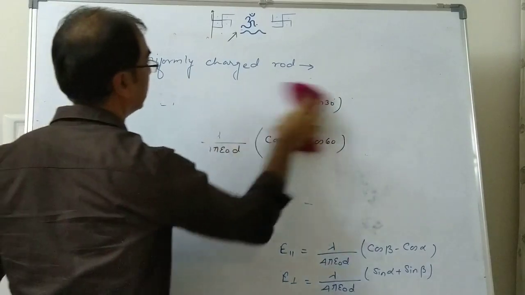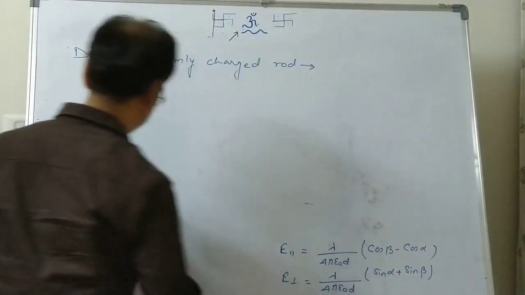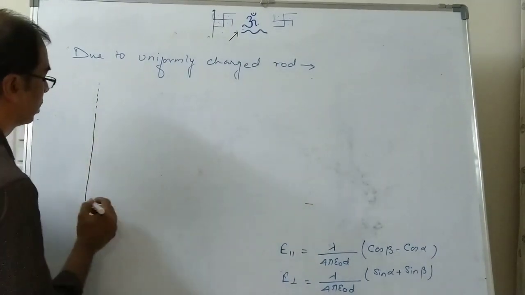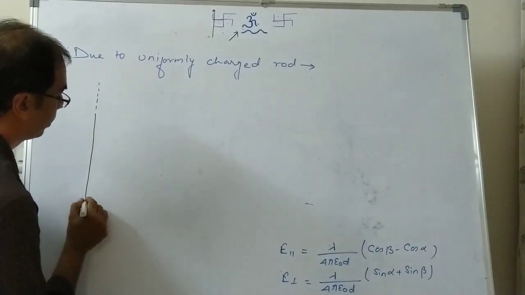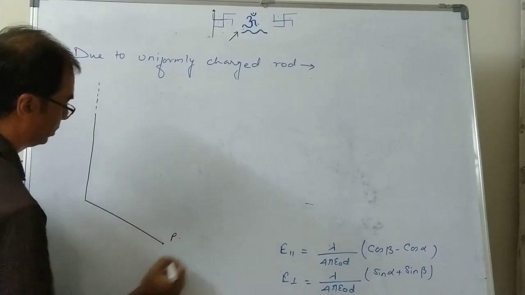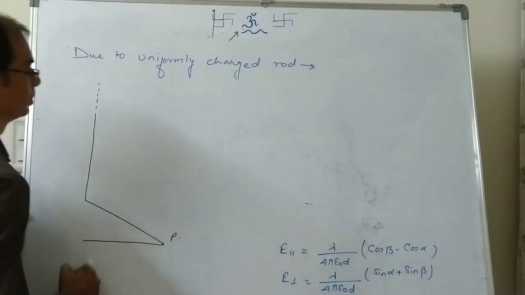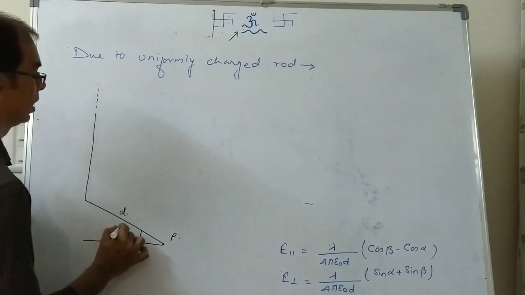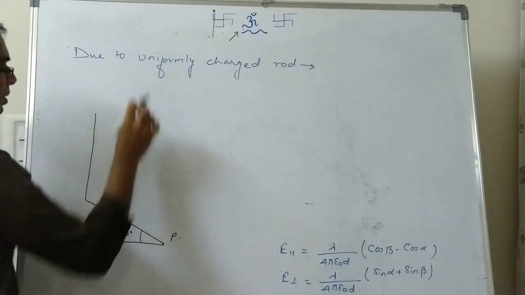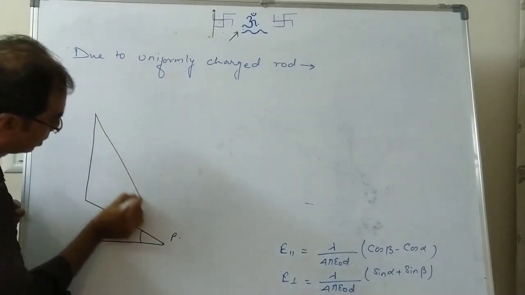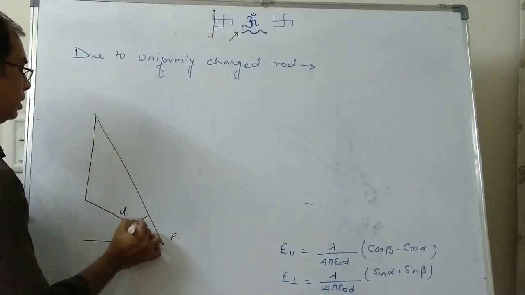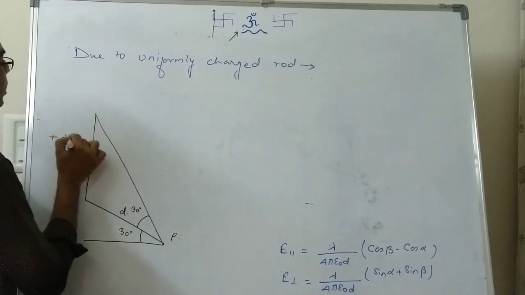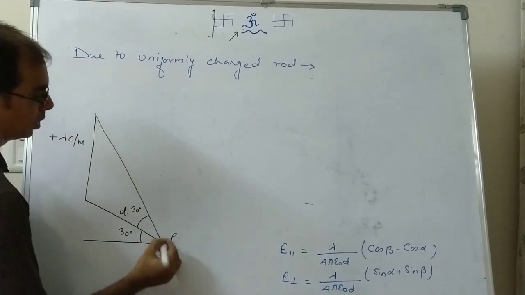Then what we can do? Okay, let's see. Again, infinite length wire. Okay. And this is the point P. This is distance D. This angle is, let's say, 30 degrees. And don't take this as infinite, let it be like this. And this angle, also you take 30. Okay, it's given like this. This is lambda coulomb per meter as usual. This is D. And at point P, we want the electric field.